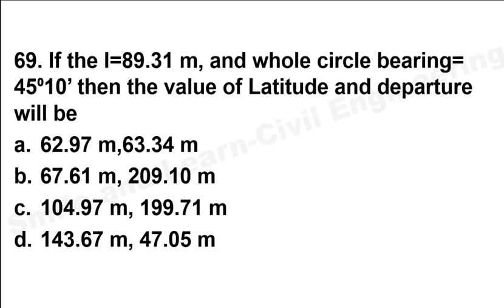Okay, you see this question. The length L is 89.31, whole circle bearing is given, and you need to find out the value of latitude and departure. Now, if the whole circle bearing is given and it is in the northeast quadrant only, it will have no change. Seeing this question, some of you will think that without a calculator this question is unsolvable, but we all know that one is L sin theta and one is L cos theta.